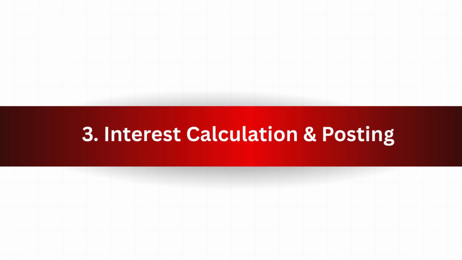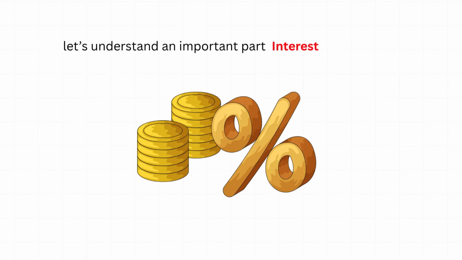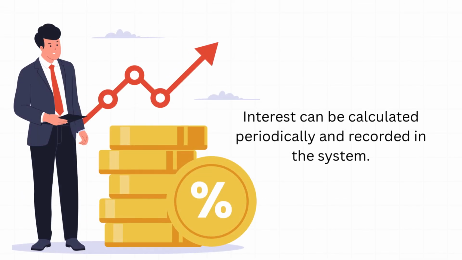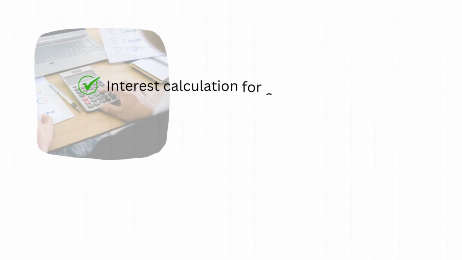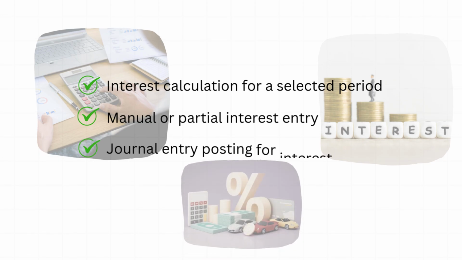3. Interest calculation and posting. Now let's understand an important part. Interest can be calculated periodically and recorded in the system. The system allows interest calculation for a selected period, manual or partial interest entry, journal entry posting for interest. This ensures accurate financial reporting.